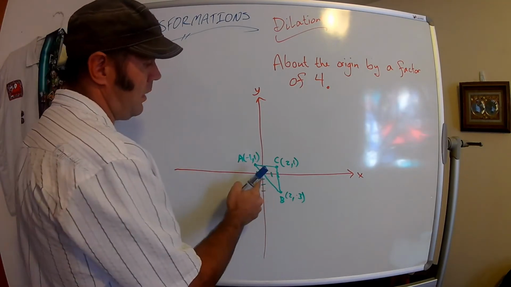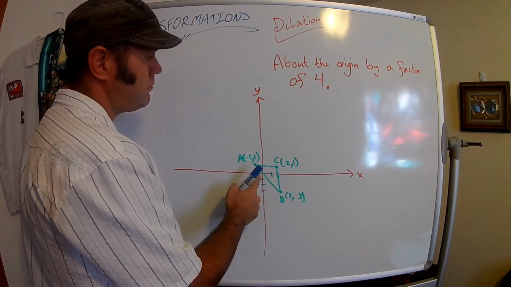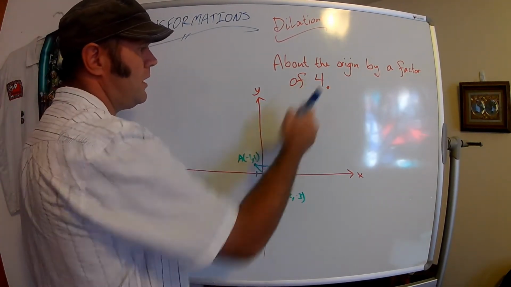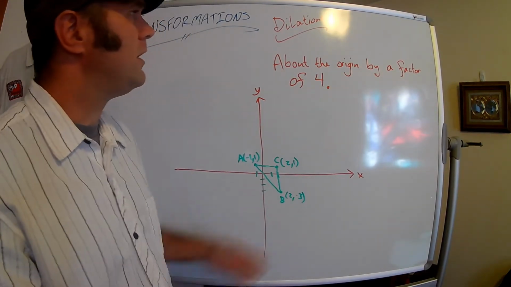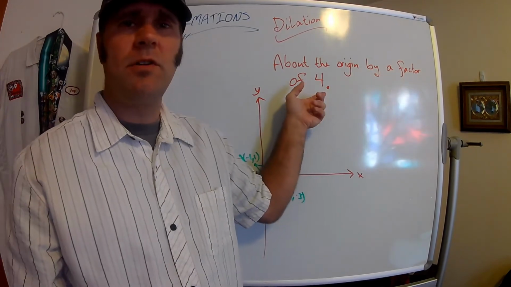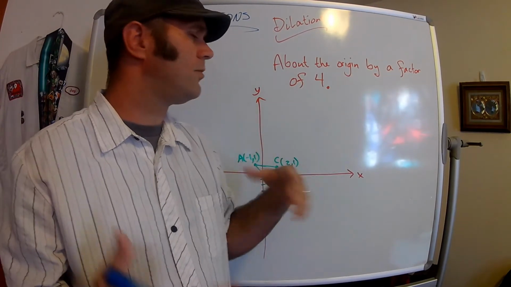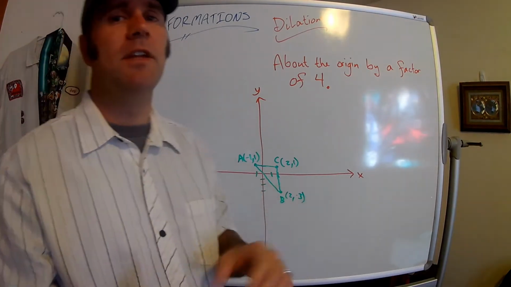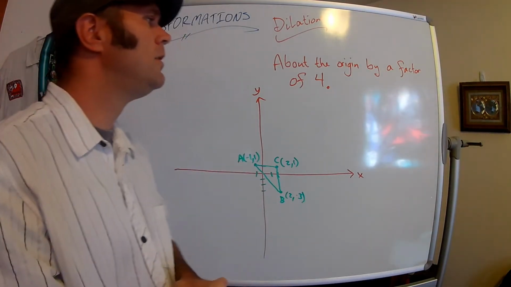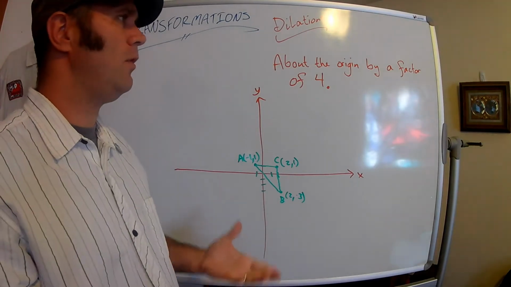All right, so we're dilating about 0, 0 by a factor of 4, and if you want, you could write down the rule. Unfortunately, you can do a factor of any number, so there would be an infinite number of rules if you want to write them all down. So we want to come up with a general rule.